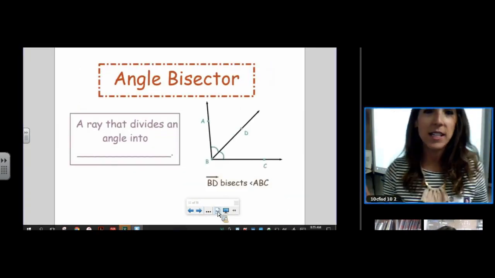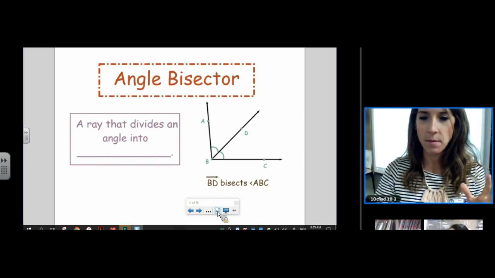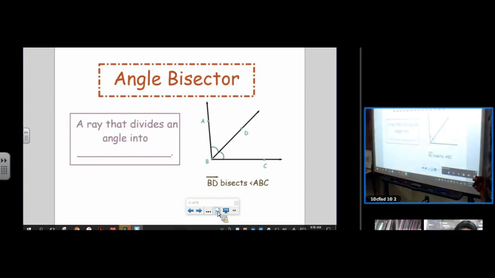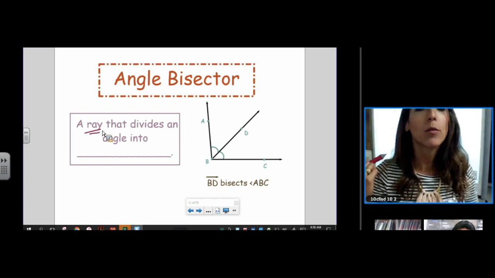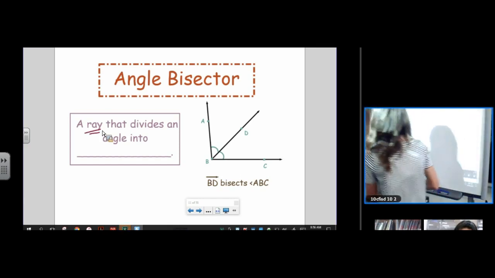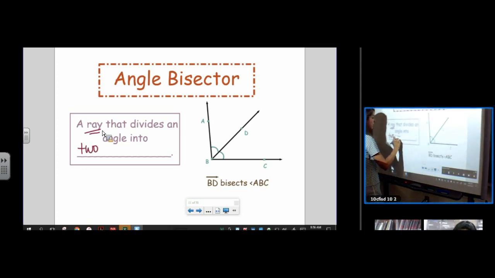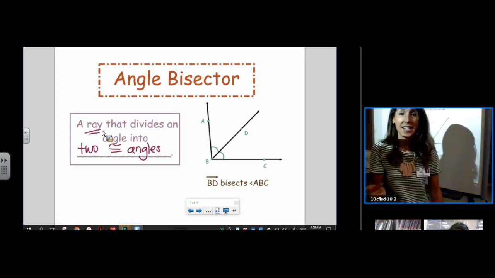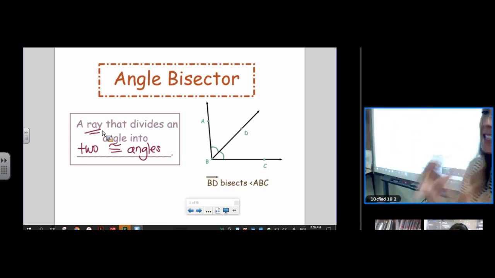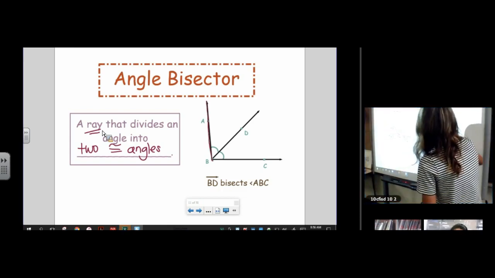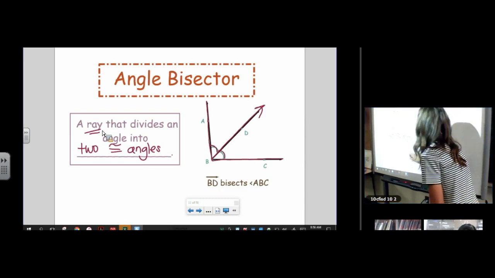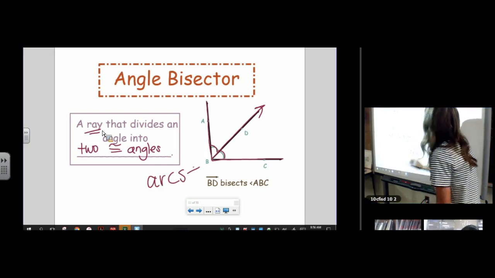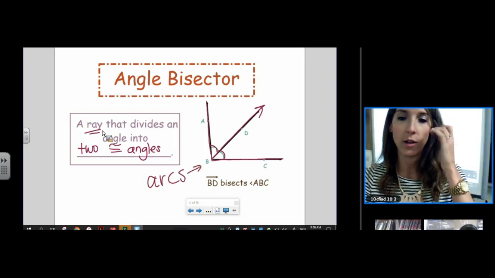Remember, the great news is we already did this with midpoint. So an angle bisector is a ray. It's always a ray. It's not a point, it's not a line, it's not a segment, it's a ray that divides an angle into two congruent angles. And we have already constructed angle bisectors. We have taken an angle and found the ray that divides it into two congruent angles. We use those arcs to show that the angles really are congruent.